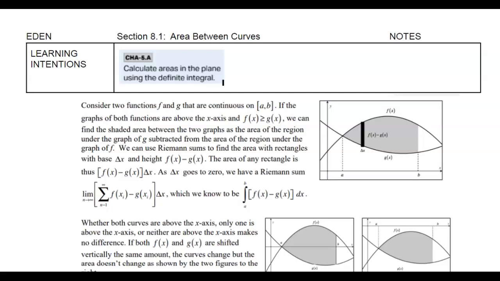Okay, so Unit 8 is all about area and volume. We've been talking about area, but it's mainly been with the x-axis, and then it's been exact area or using geometric shapes. So what we're going to do is the area between curves. I have a little bit of background here. You're not responsible for all of this notation, just so you know.